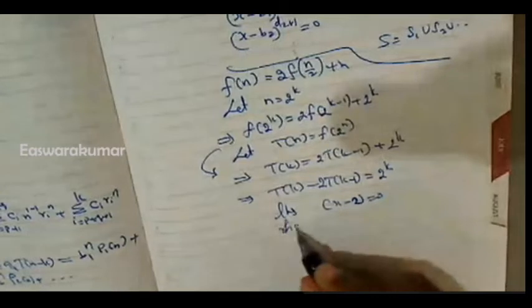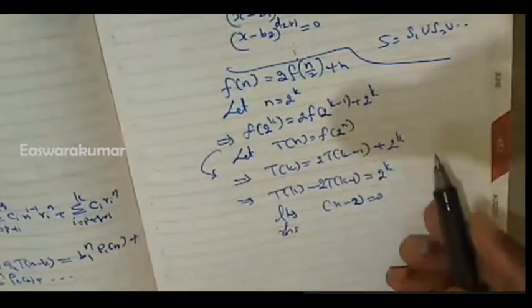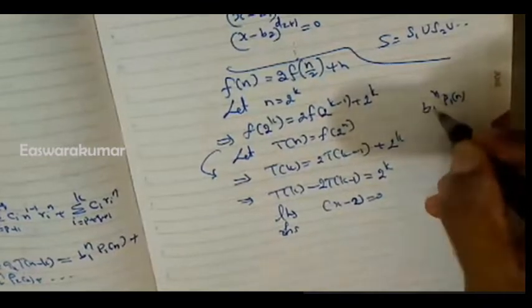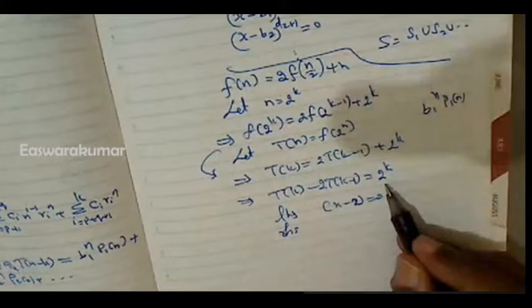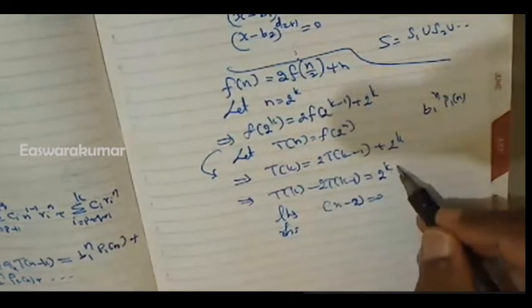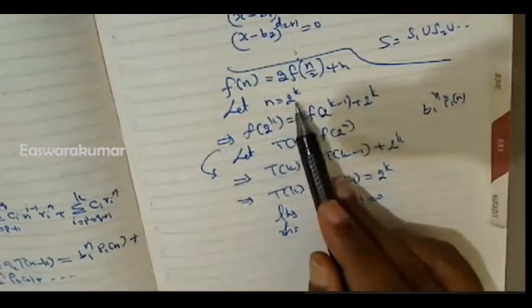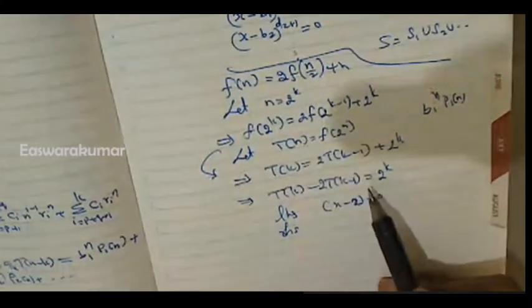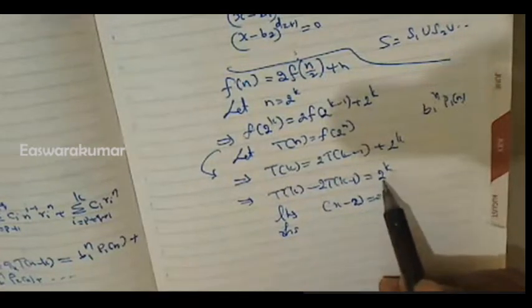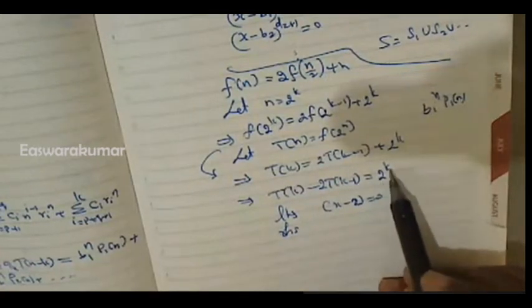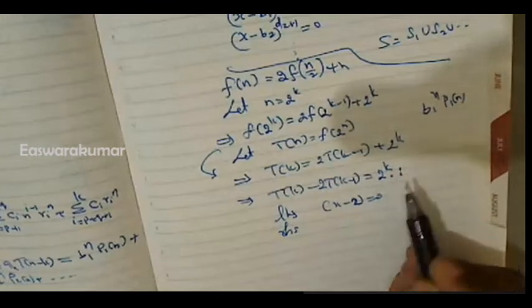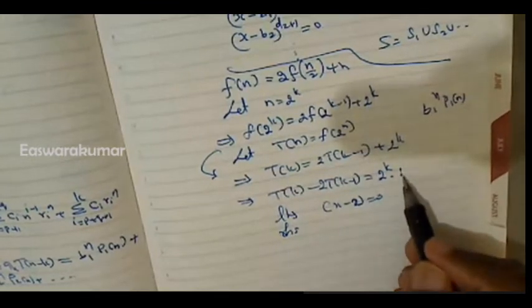Now for the right hand side, the format is something like b1 power n, p1 of n. Here b1 is a constant, 2 is a constant. What is k? K is our size of input, because n is converted into something in terms of k. Therefore, it is b1 power k. Then for the polynomial p1, nothing is there, so you can consider it multiplied by 1.